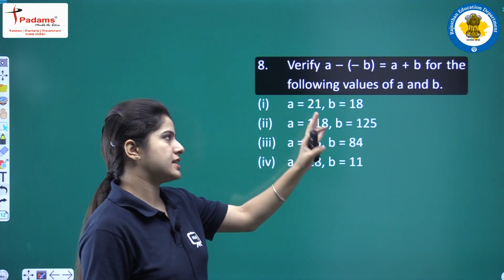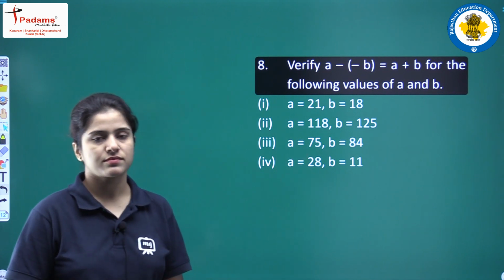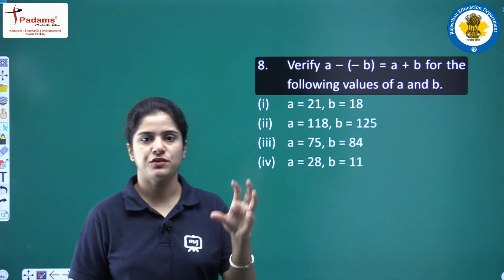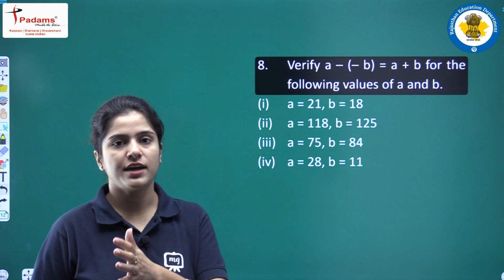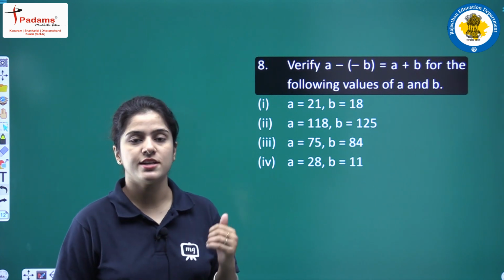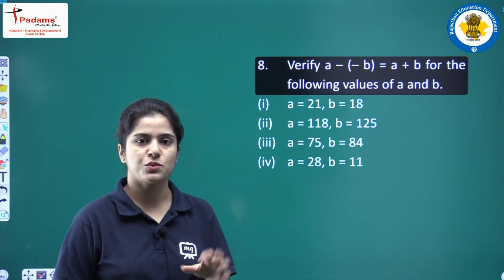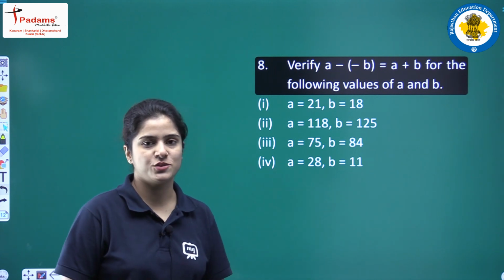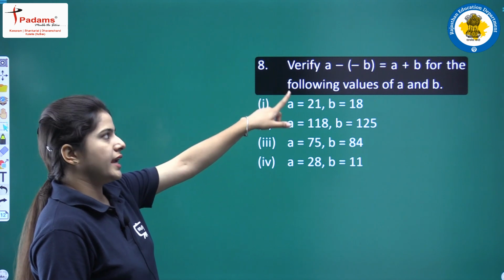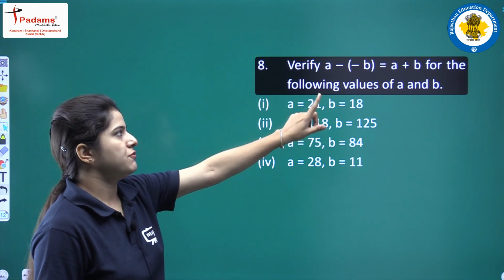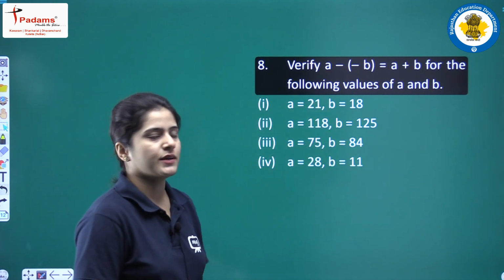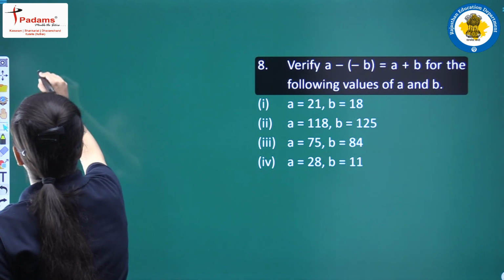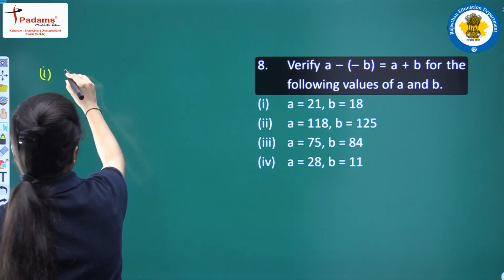Verify a minus minus b is equal to a plus b. Verification means you have to first consider the left hand side, then the right hand side, put down the values of a and b and check whether the answers of these two are the same. If the answers are the same, then it means that they are verified. Okay, students. So verify a minus minus b is equal to a plus b for the following values of a and b. Okay, so have a look at the first part.